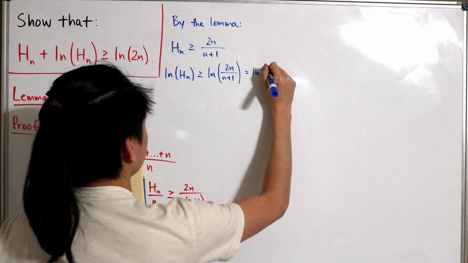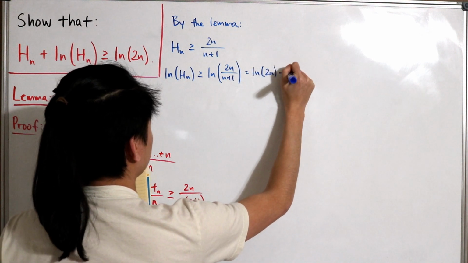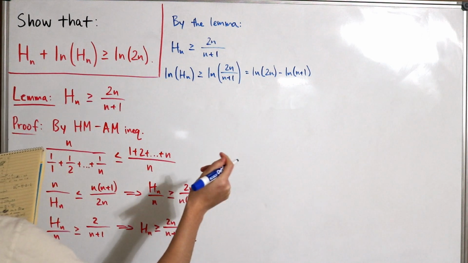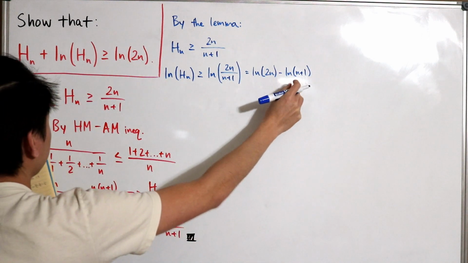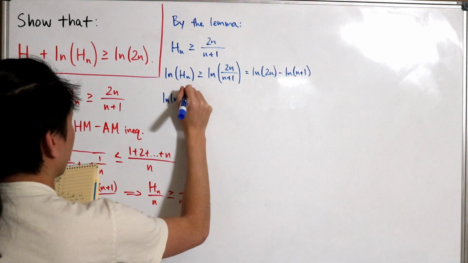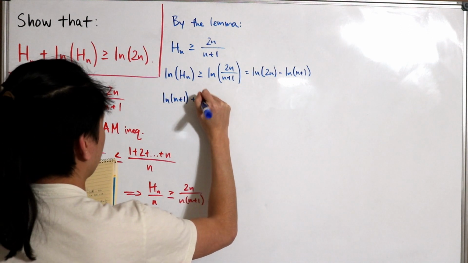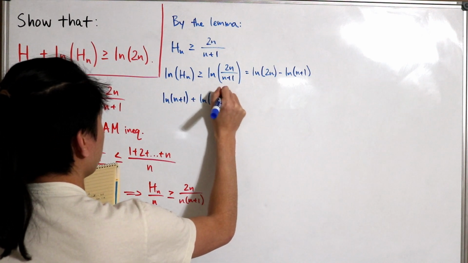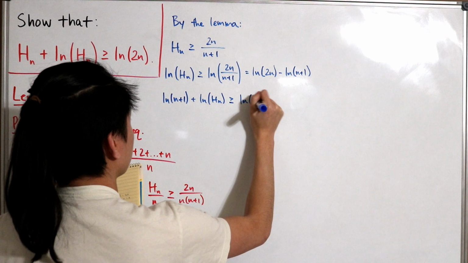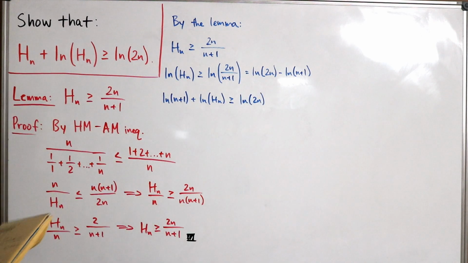It's just ln of 2n subtract ln of n plus 1. So now let's add ln of n plus 1 to both sides. So ln of n plus 1, added with ln of h sub n, is still going to be greater than or equal to ln of 2n. So far we're getting close.